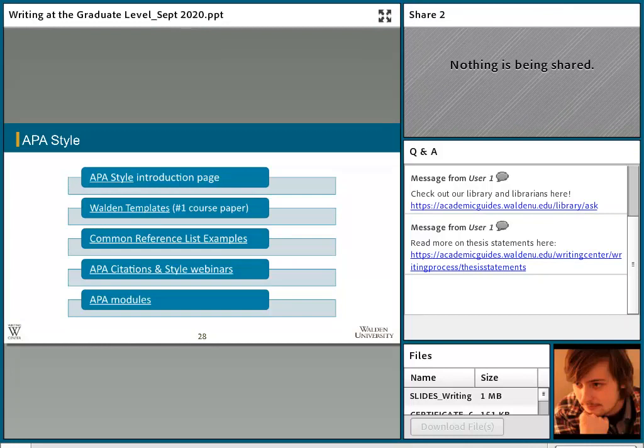Common reference list examples. This is something that I use all the time. I think my colleagues in the Writing Center would echo that this is a really good resource that offers reference examples for a number of different sources. If you're looking at journal articles or books or web pages or course materials or legal materials, it really has a wide range of common sources and examples of how those would look in a reference list.